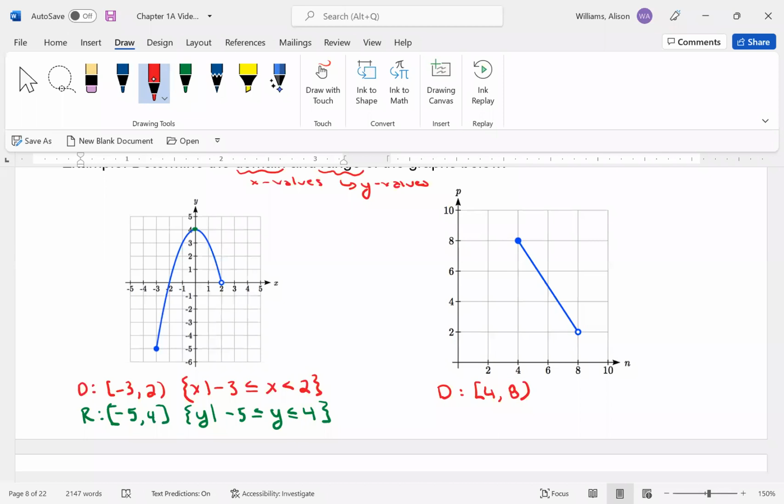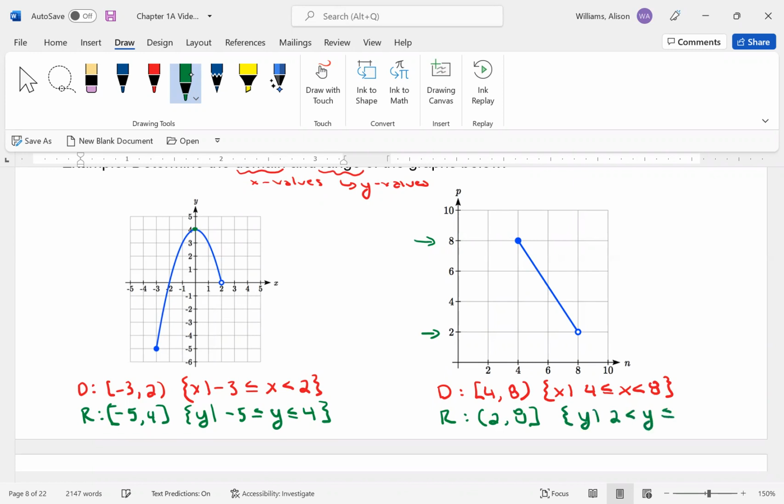Let's do the set builder notation. So X such that it's between 4 and 8. We'll start with the 4, less than or equal to X, less than 8, no equal to bar. All right, let's move to the range. The lowest value is 2, the highest value is 8, but this time 2 is an open parenthesis, whereas 8 is a bracket. So the set builder notation for that would be Y such that 2 is less than Y, less than or equal to 8.